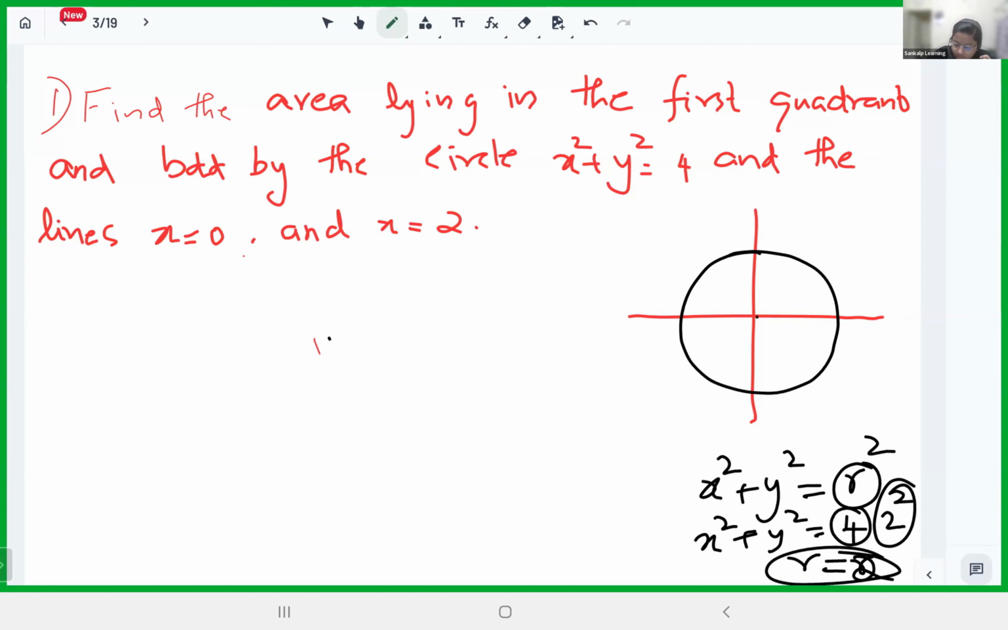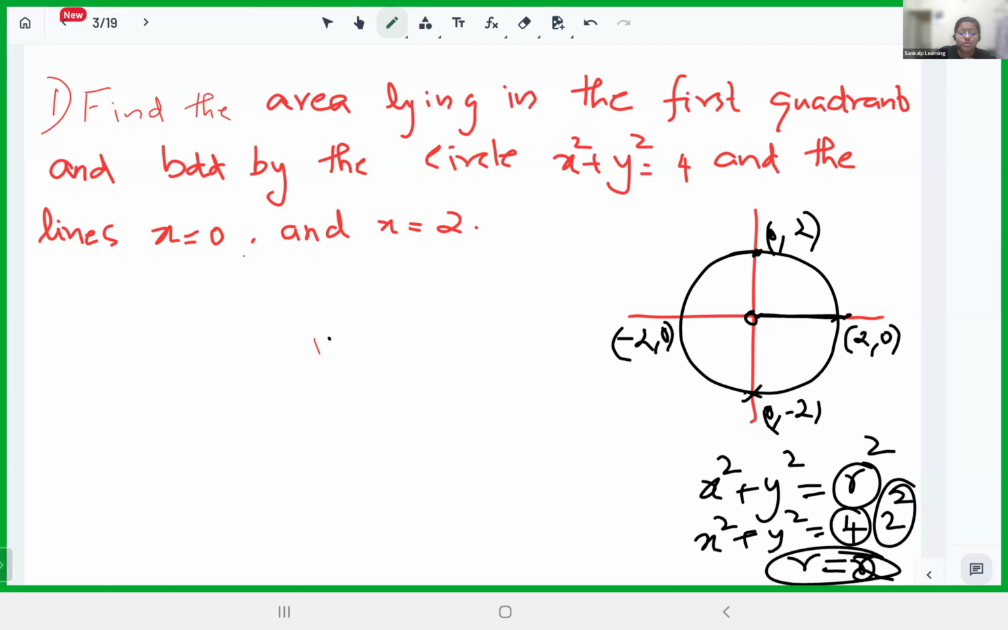So what will be the distance from the origin to this point? It will be 2. So the coordinate there is 2, 0. The coordinate here is 0, 2. The coordinate here will be 0, minus 2, and this one will be minus 2, 0. So this is our circle.